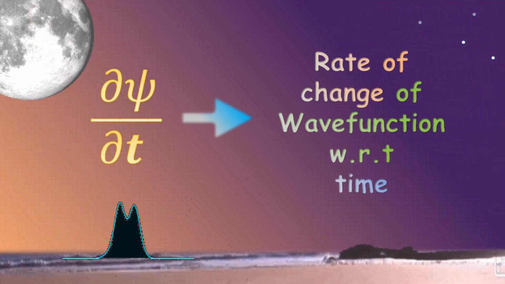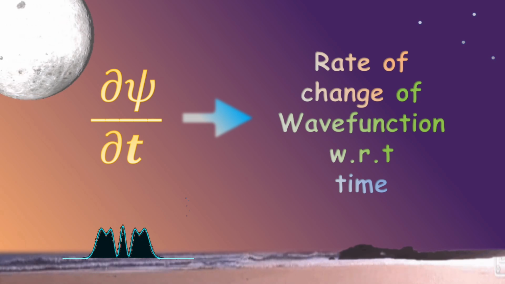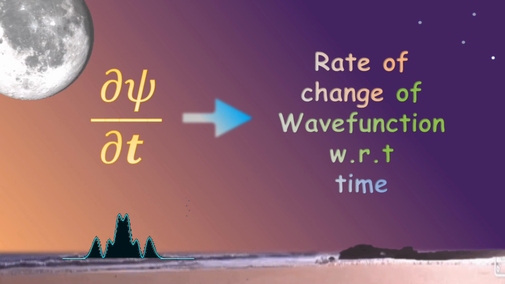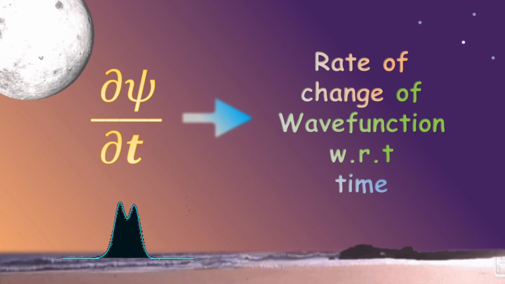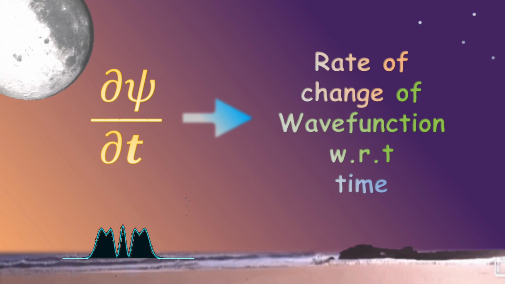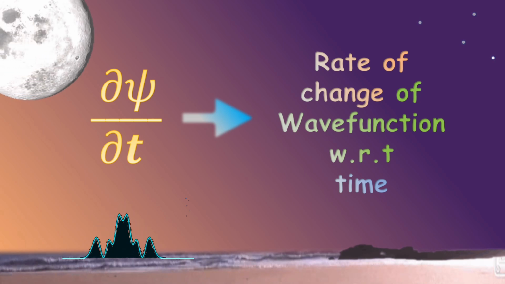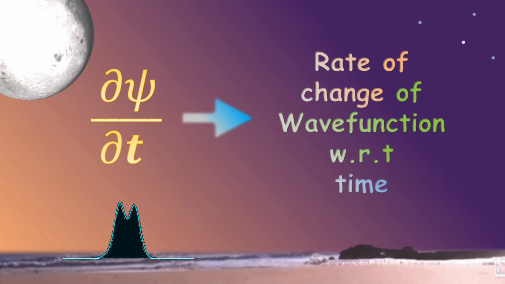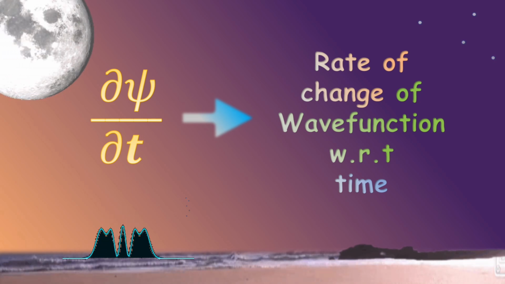So, let's take this term first. We will consider the i in the formula later. But first, let's know the significance of this term: the rate of change of the wave function with respect to time. The partial derivative means that you are measuring the rate of change of the wave function exclusively with respect to time and time only. So the changes in the wave function with the passage of time is all that you are considering.